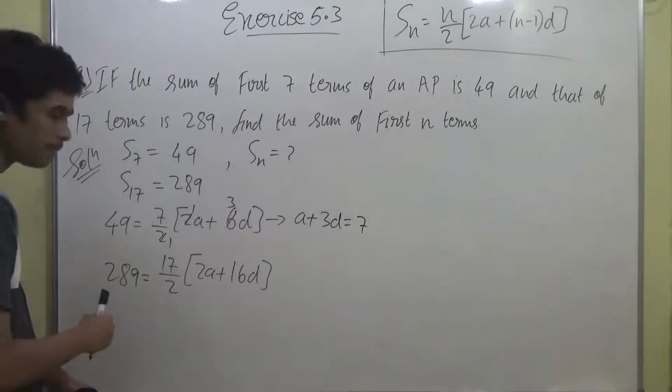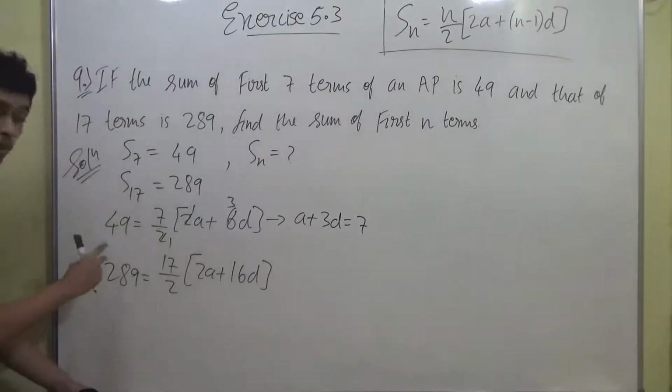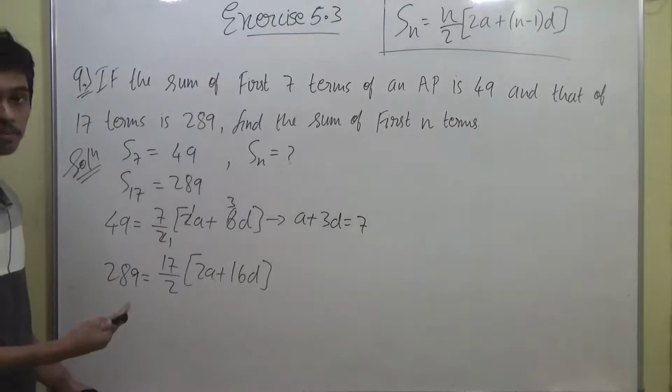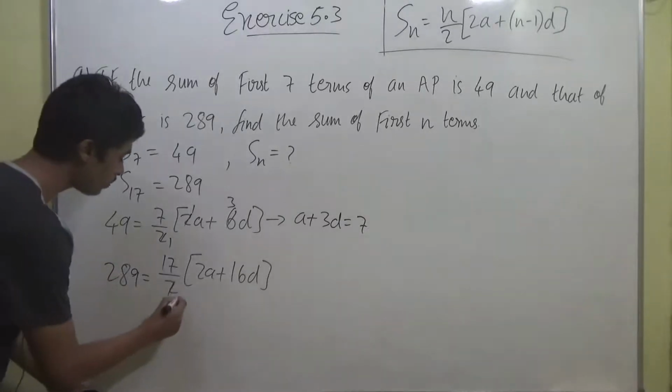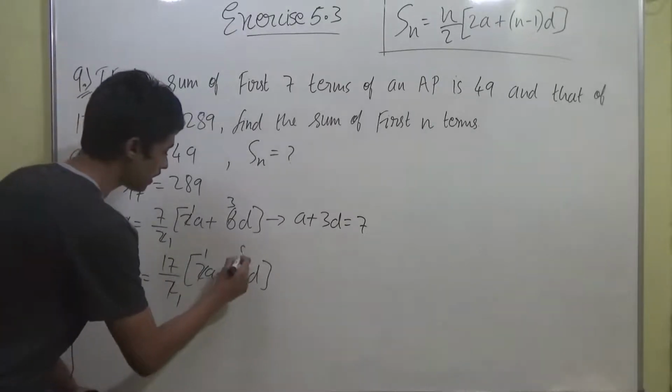And in this equation, if I bring this 17 down, 289 by 17 is nothing but equal to 17, because 17 square is 289. So this will become 17 equal to, now again if I divide both these terms by 2, it will become a plus 8d.